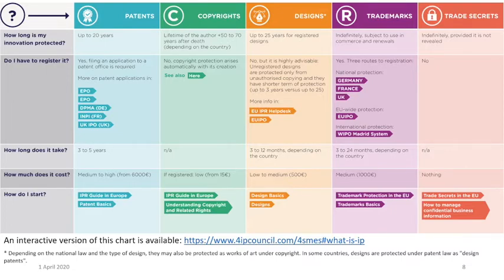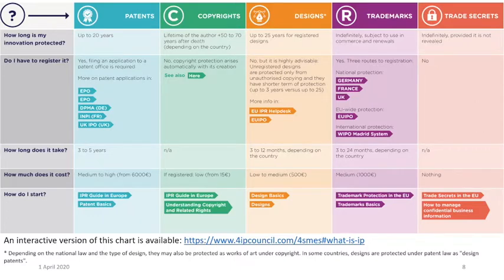So do you have to register? Yes, you must register the patents, and filing an application to a patent office is required. For the copyrights, it is not required. Copyright protection arises automatically with the creation of the product. Designs, no, but it is highly advisable. Unregistered designs are protected only from unauthorized copying, and they have a shorter term of protection. Trademarks, yes, and you have 3 routes to registration: national protection, EU-wide protection, and international protection. For trade secrets, there is no need to register because it is a secret.